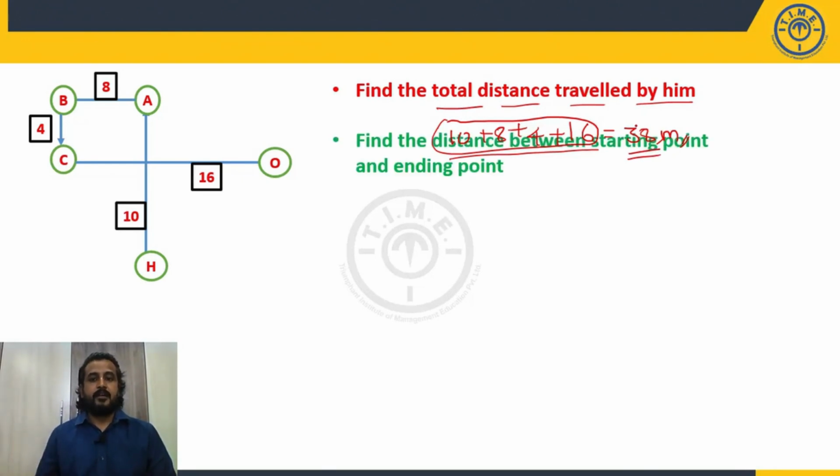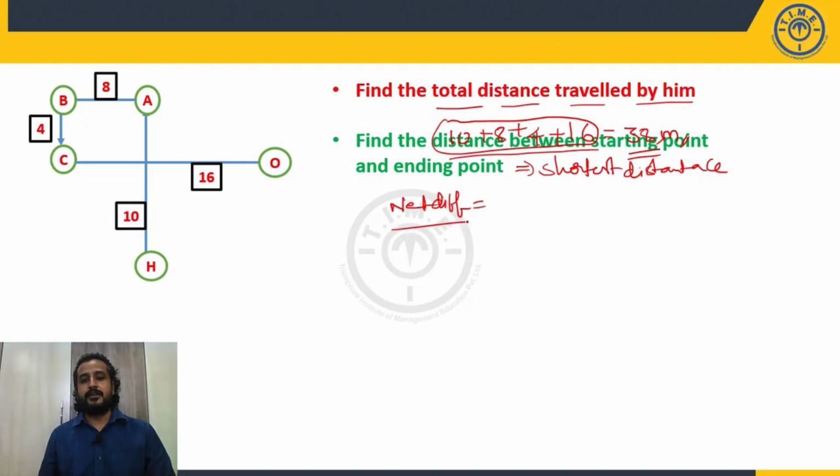Next, find the distance between the starting point and ending point. So again here we need to identify the net difference. But they did not mention vertical or horizontal. So how are this type of questions solved? Whenever they ask to find the distance between the starting point and ending point, they are asking us to find the shortest distance, which is nothing but the net difference.